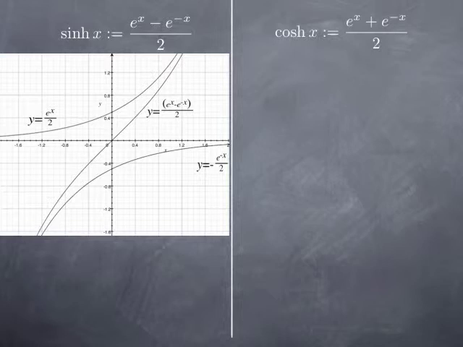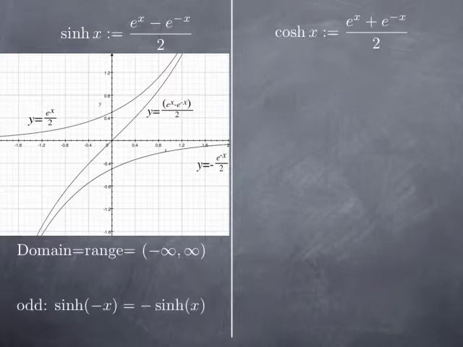We get something that looks odd, defined on the real line, and with a range that seems to be the entire real line as well. And indeed, this is the case, the domain and range are the entire real line, and the function is odd, which can easily be checked by plugging negative x in the formula defining the hyperbolic sine.